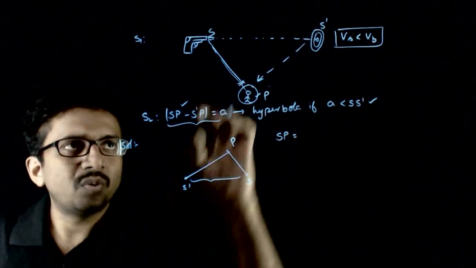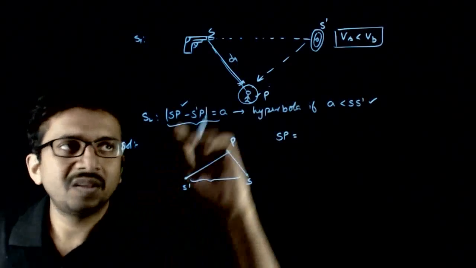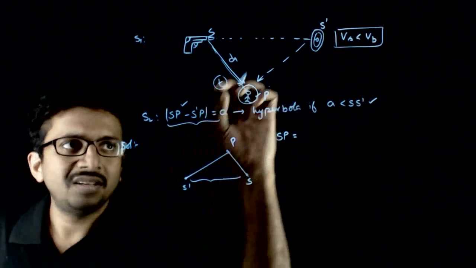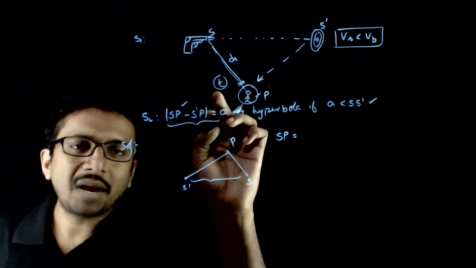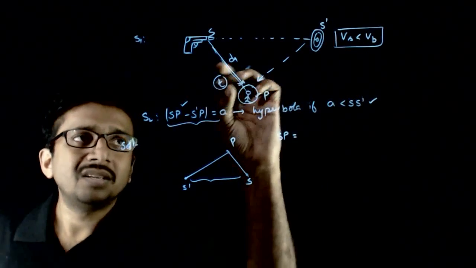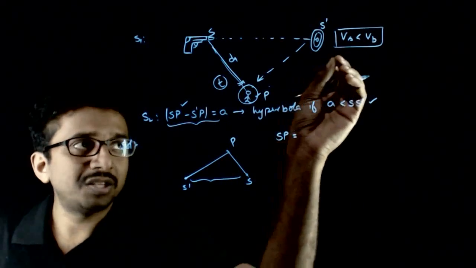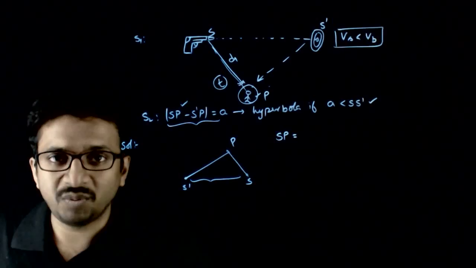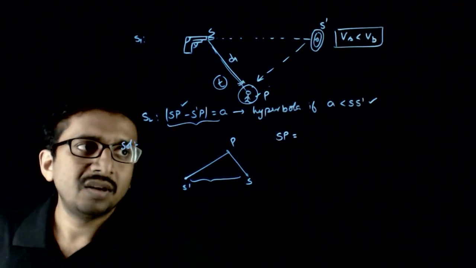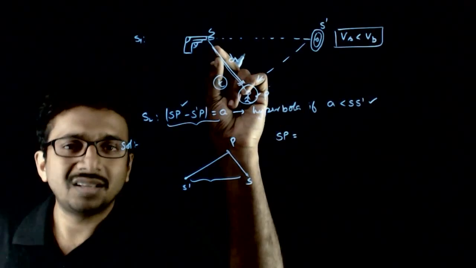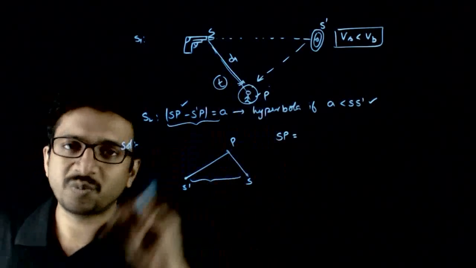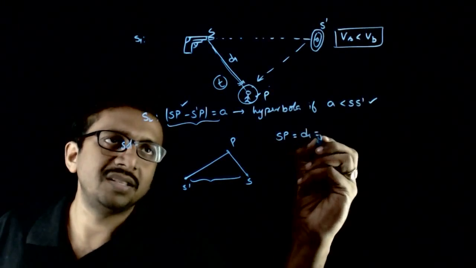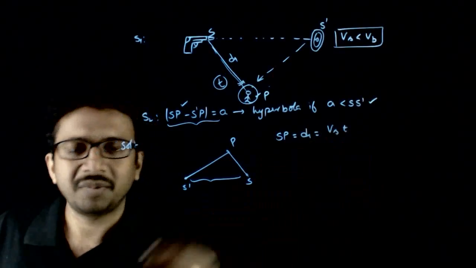What is SP? Let this distance be D1. Let us say that after a time T, this observer hears both sounds. The velocity of sound is Vs, and the velocity of the bullet is Vb. Now, the time taken by the sound to go from S to P: the distance SP, which is D1, is equal to velocity of sound into time.